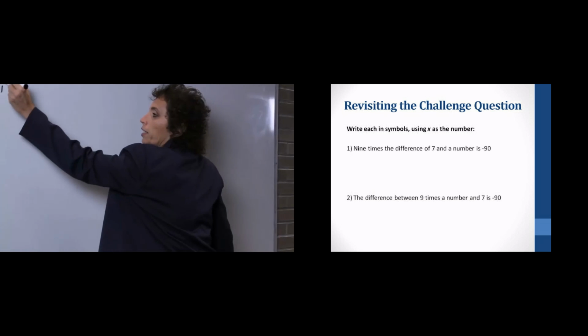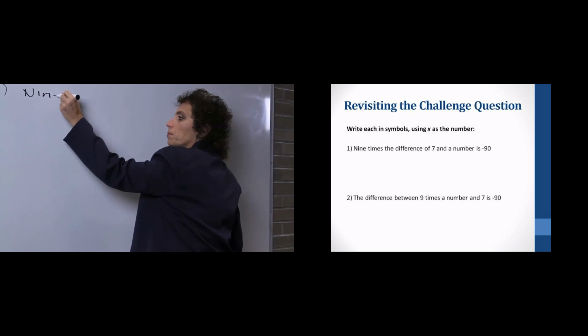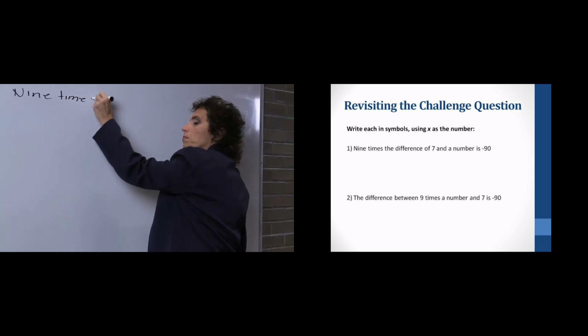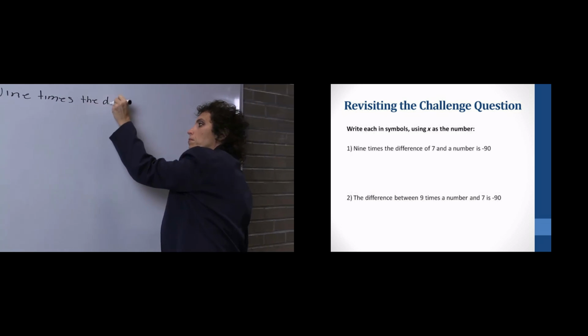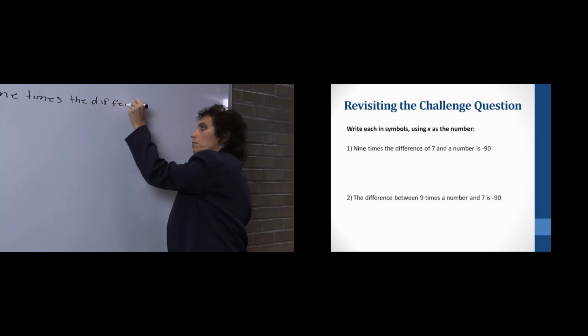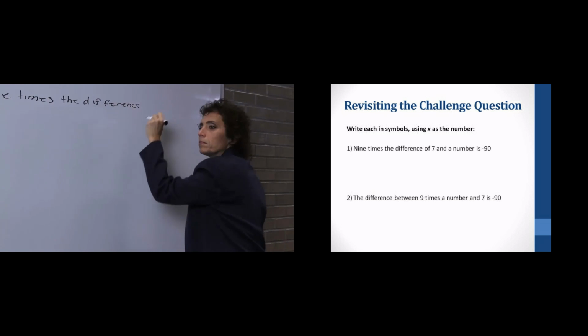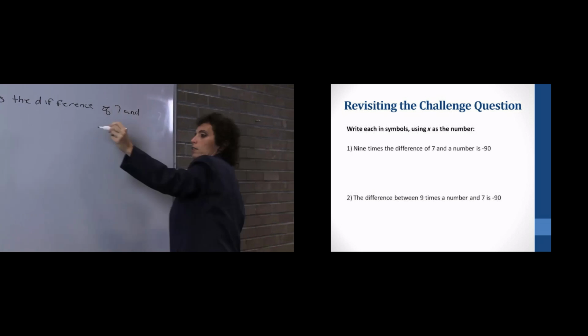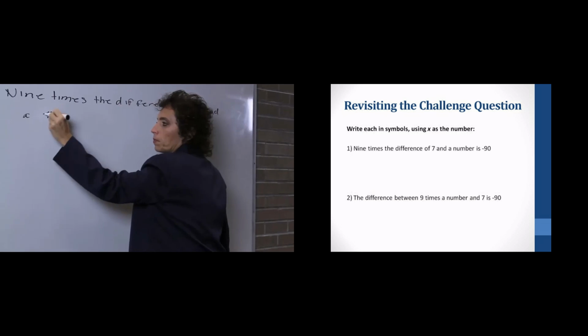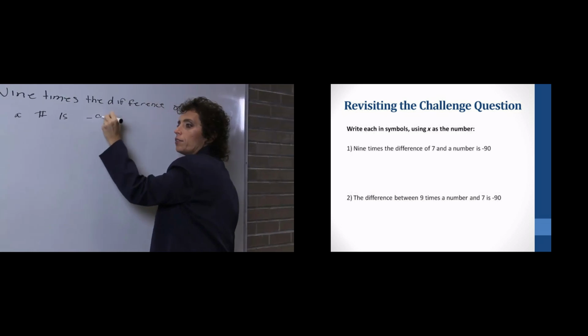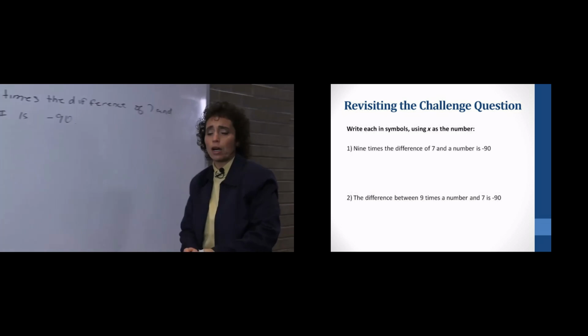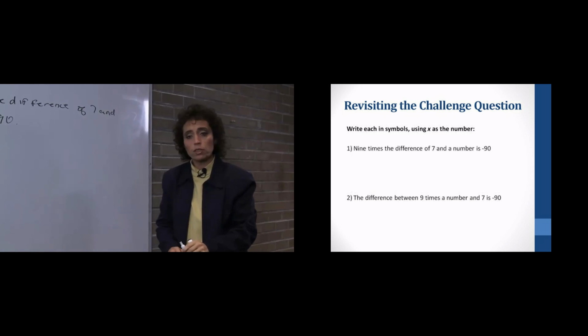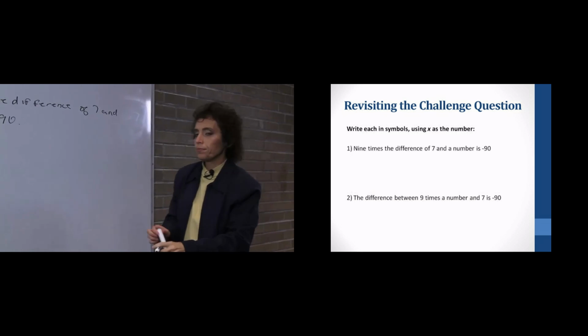All right. 9 times the difference of 7 and the number is negative 90. And we're asking you to use x as the number. I'm going to give you a second just to put that into symbols, and then we'll look at it together.